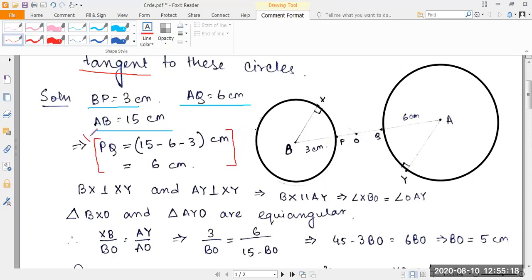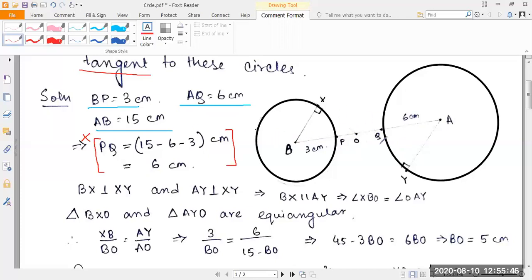So that is not part of the sum. You need not include this in your answer, but that is something I did to show that these circles are not touching each other. So I have joined the two centers of the circles by a line segment BA. P is a point on the circle and Q is a point on the other circle, and P, Q, O, they are all points that lie on the straight line BA.